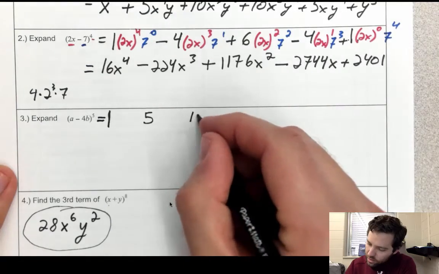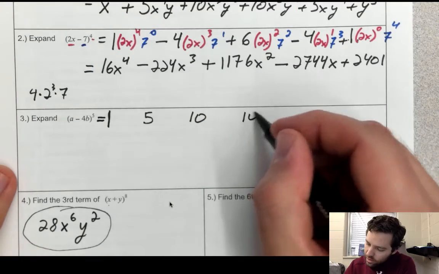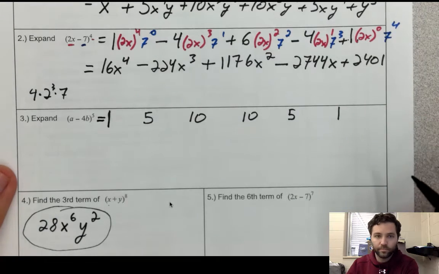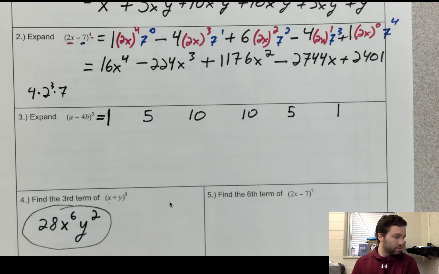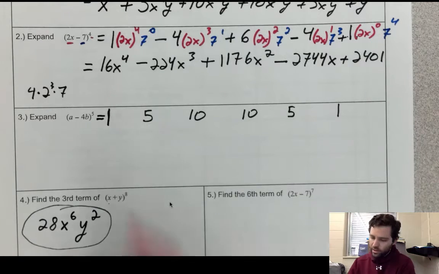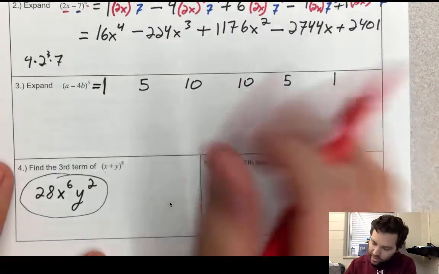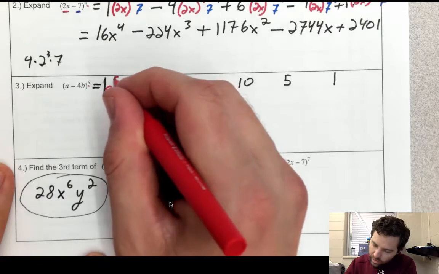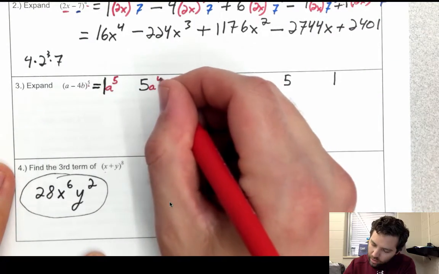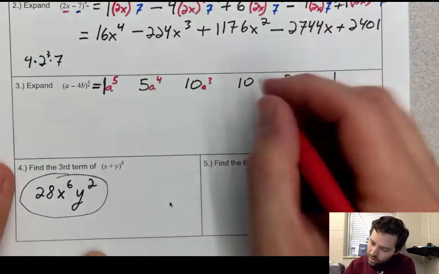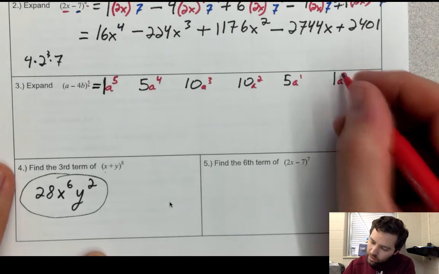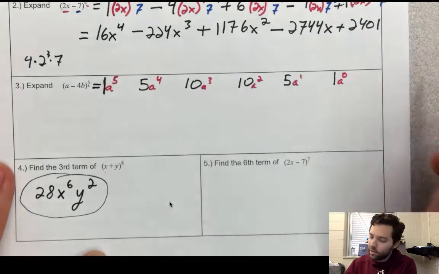10, 10, 5, and 1. Okay. And then I'm going to take the first term. The first term is a. So I'll take a, and I'm going to write that to the 5th power, whatever the power is. So it'd be a to the 5th, a to the 4th, a to the 3rd, a to the 2nd, a to the 1, a to the 0. Okay. And then I'm already over here.